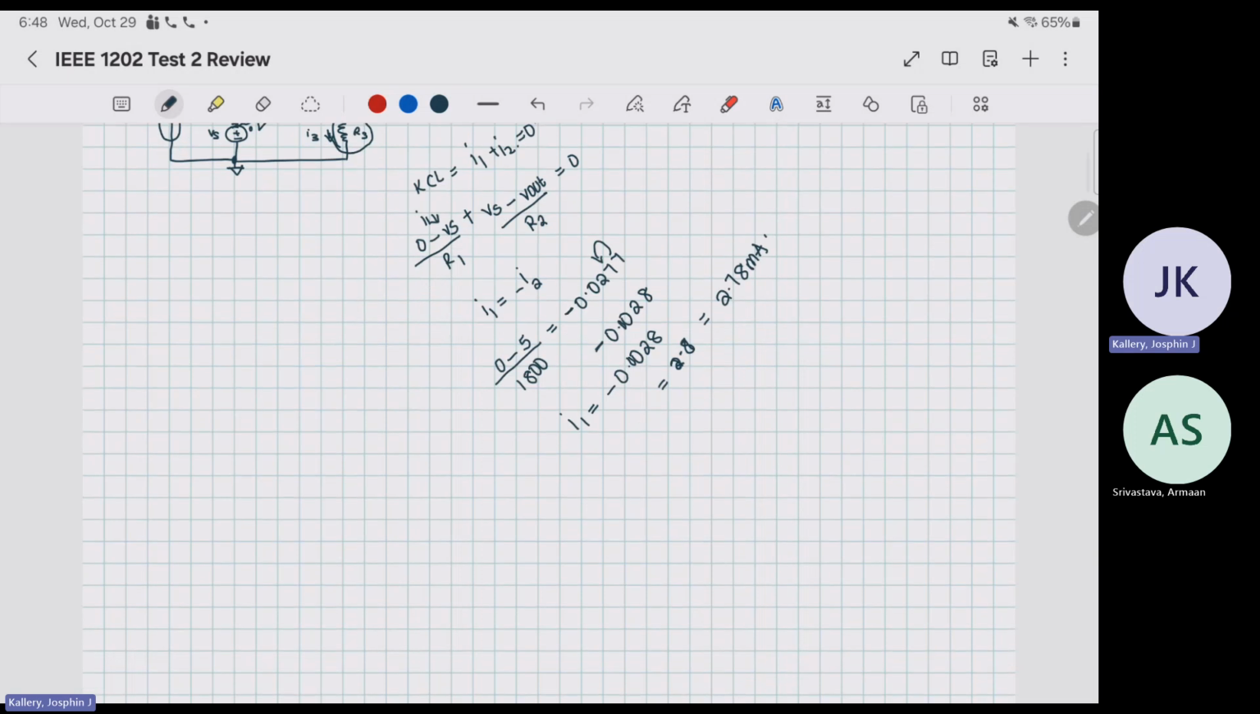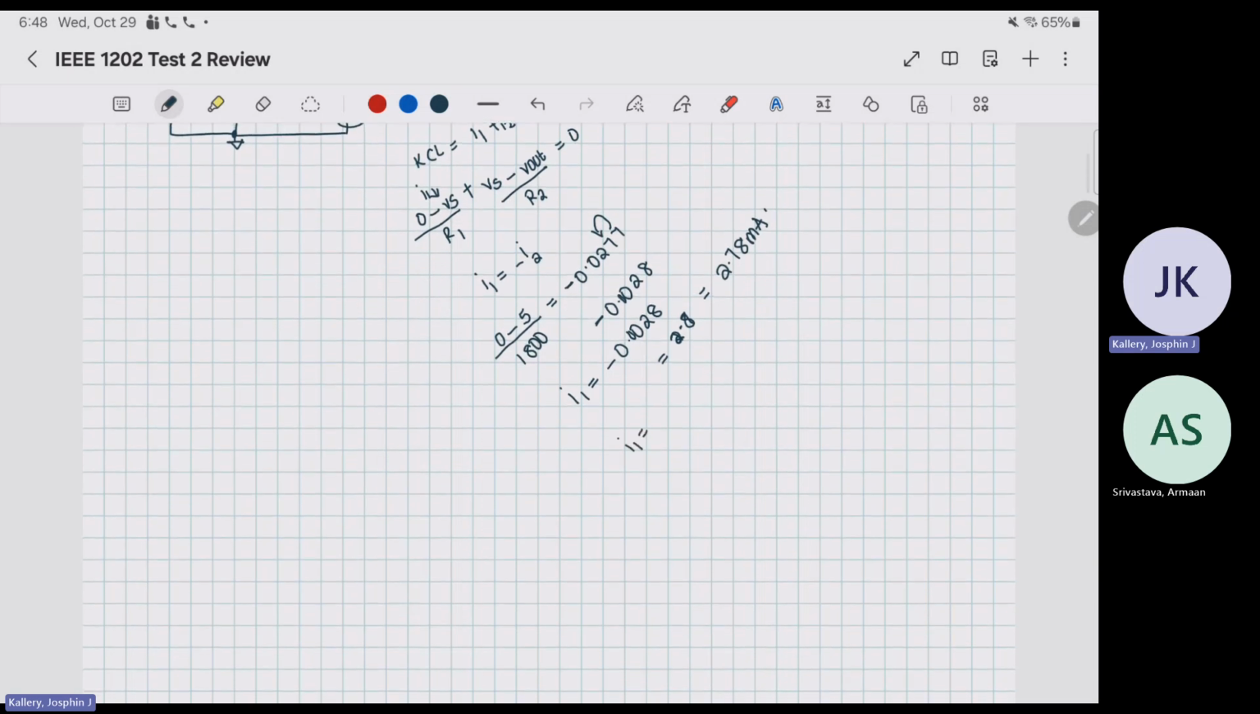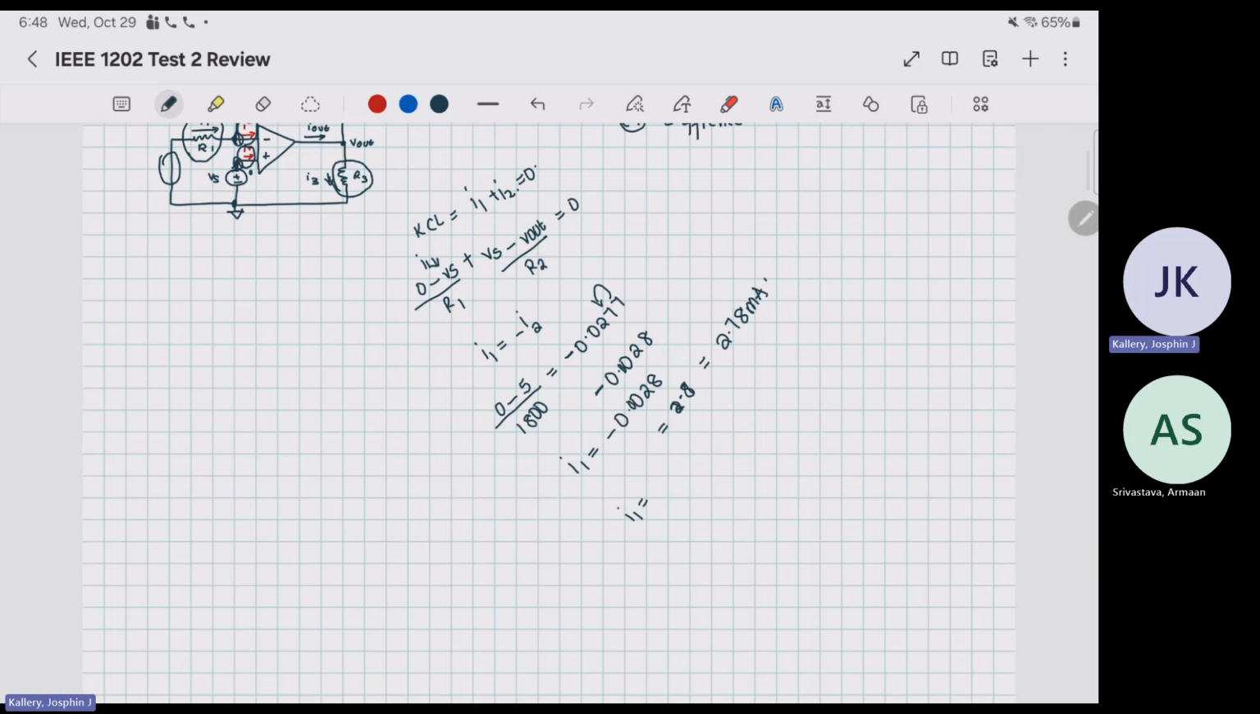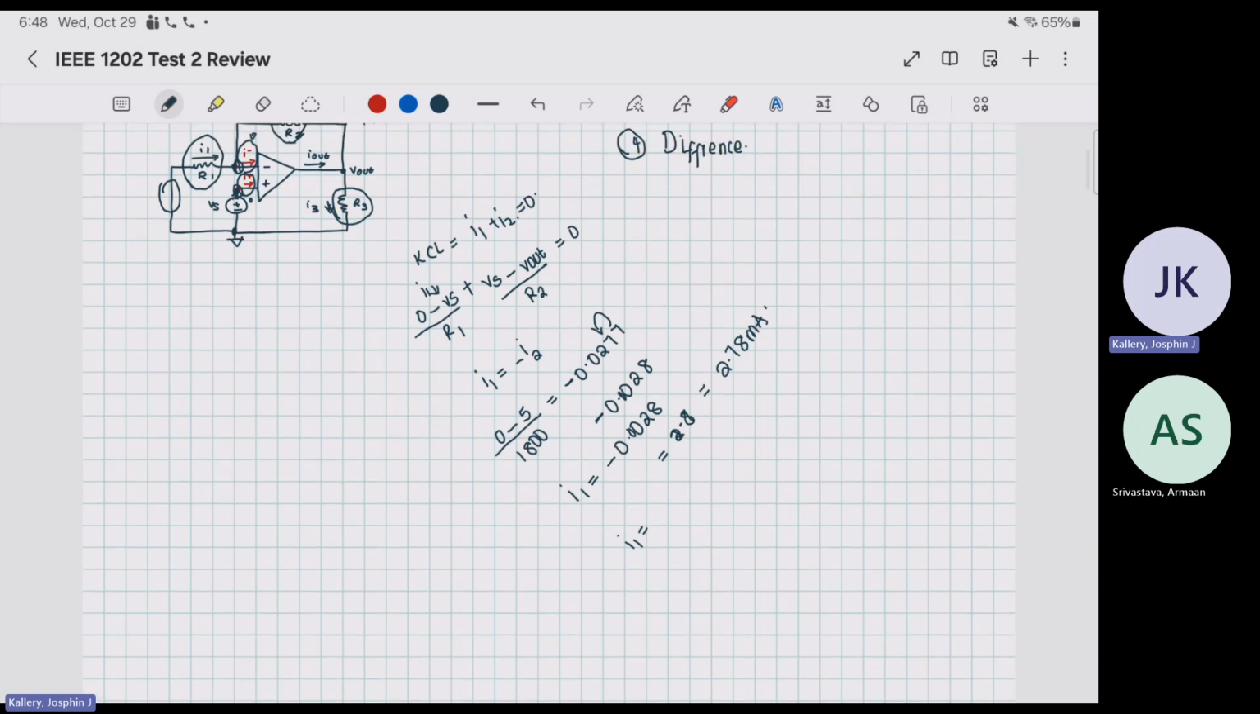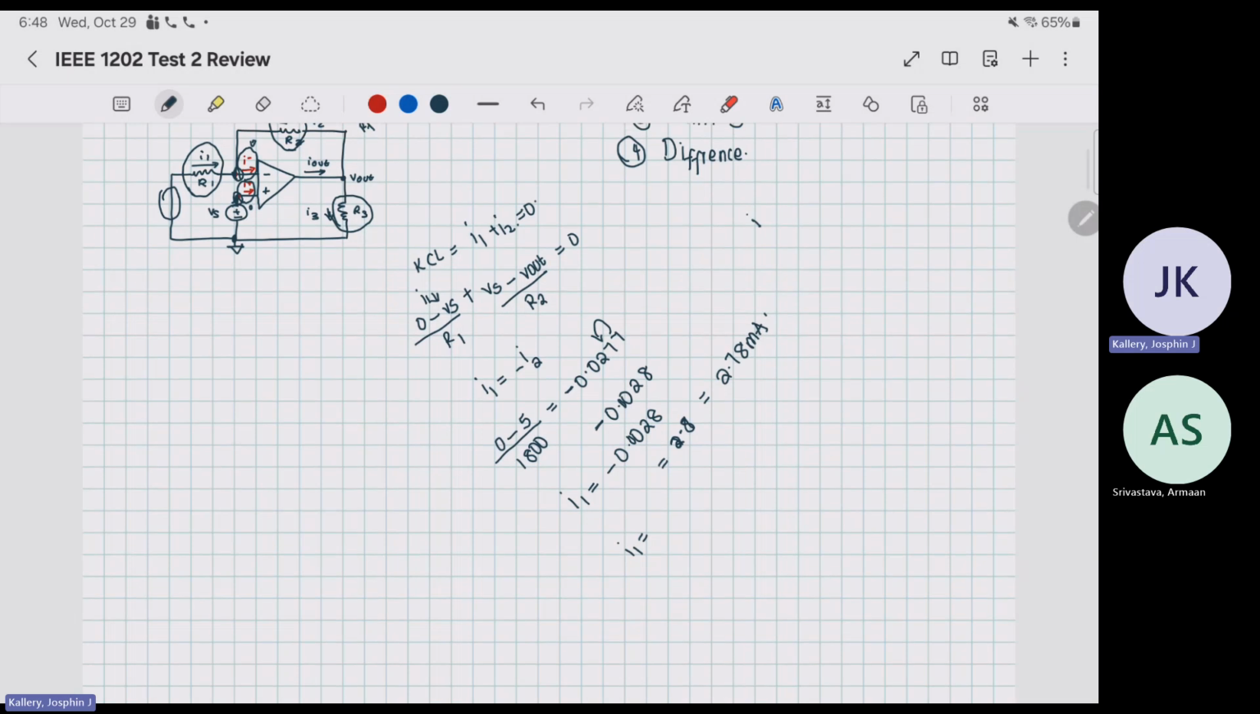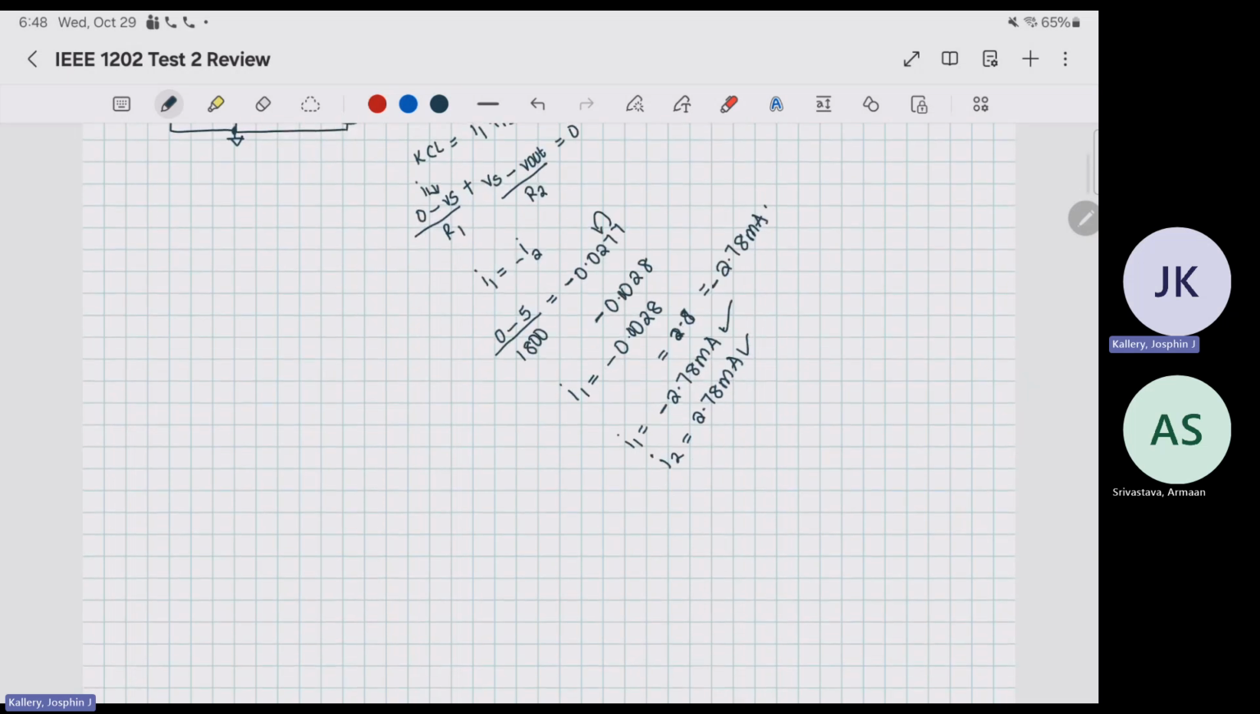milliamperes. Okay, so that is I1. But according to our golden rule, I1 is equal to I2, which is equal to 0. That means if this one is negative, the other one needs to be positive, so that the sum is 0. So it's going to be negative 2.78 milliamperes, and then I2 is going to be the opposite of this, which is 2.78 milliamperes. So those are our currents.